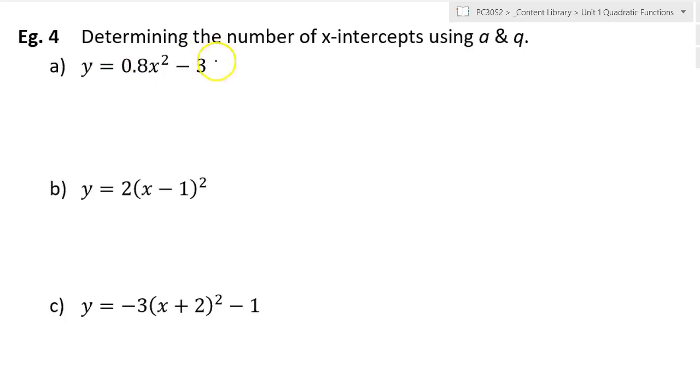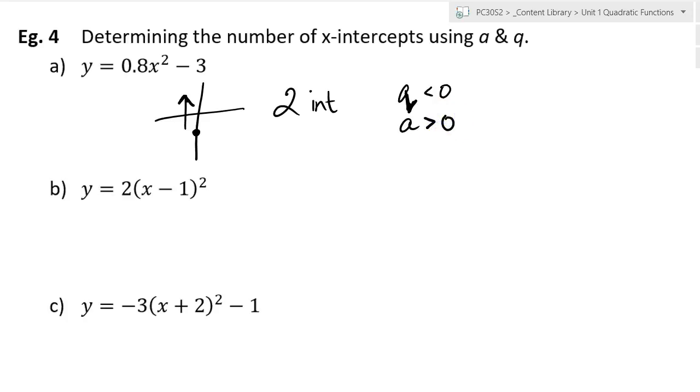In our first example, our Q value is below the x-axis. It's down here at -3. My A value is opening upward. It's positive. So that means that I need to have 2 intercepts. So when Q is less than 0 and A is greater than 0, that's when we have 2 intercepts.